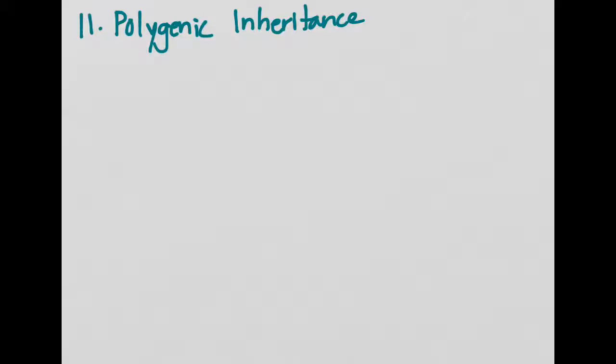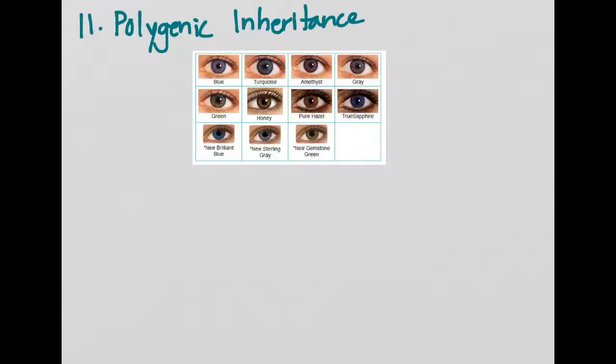So the determination of a given characteristic is going to be the result of the interactions of many genes. This image here is of a bunch of different contact colors, but eye color is one of those things, along with size and height, shape, weight, those sorts of things, where you have many genes accumulating and creating a combined effect. So we call that polygenic inheritance.